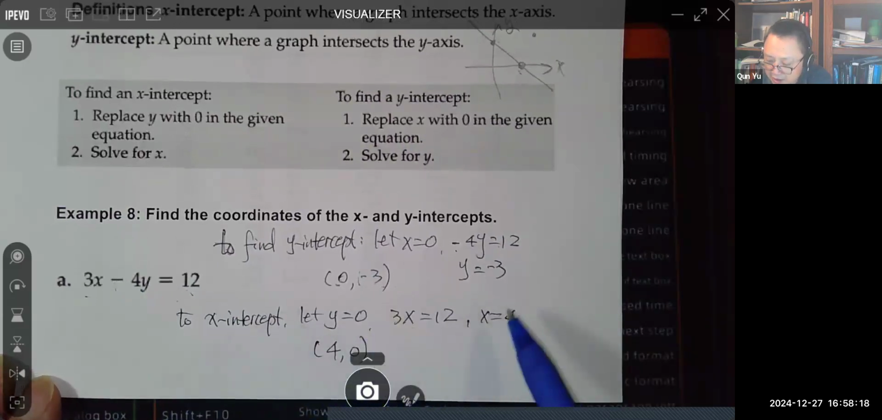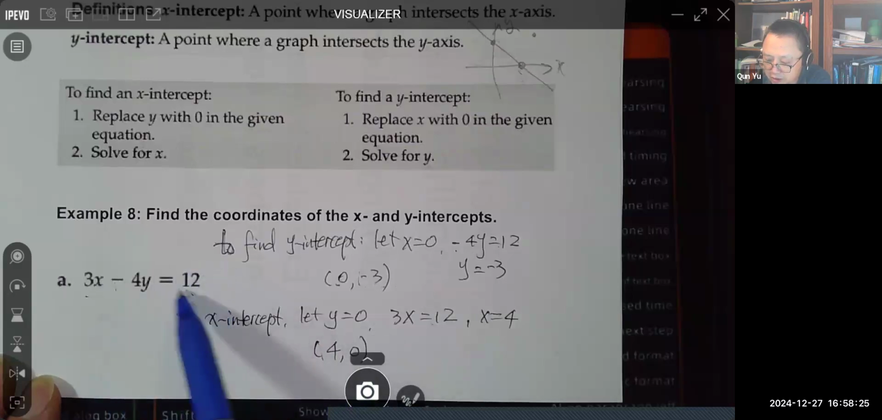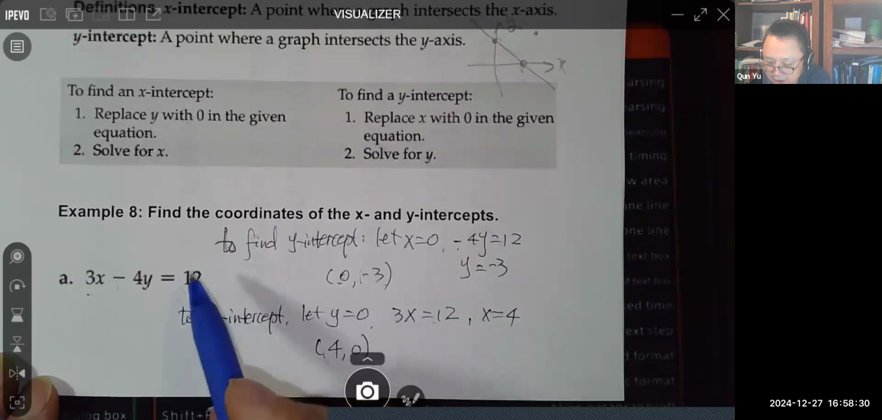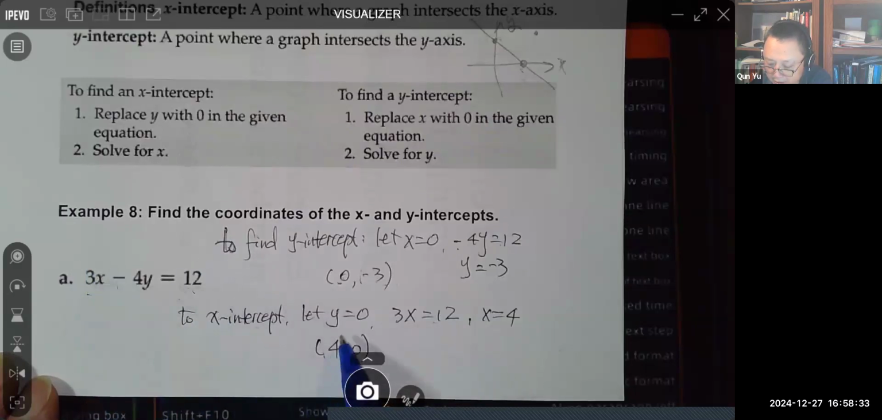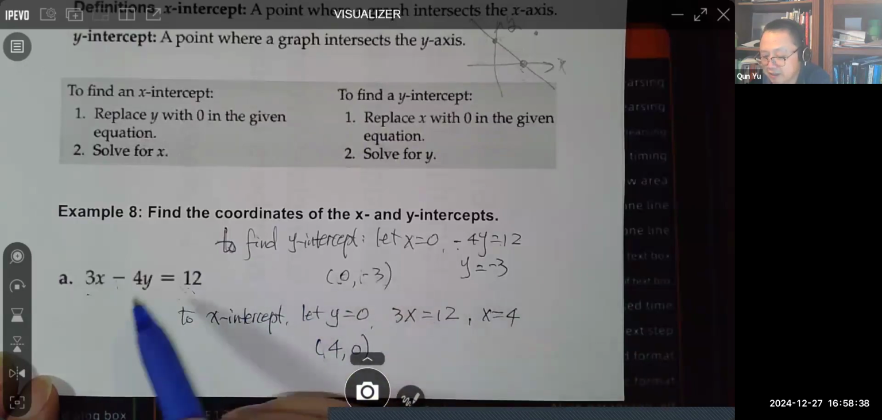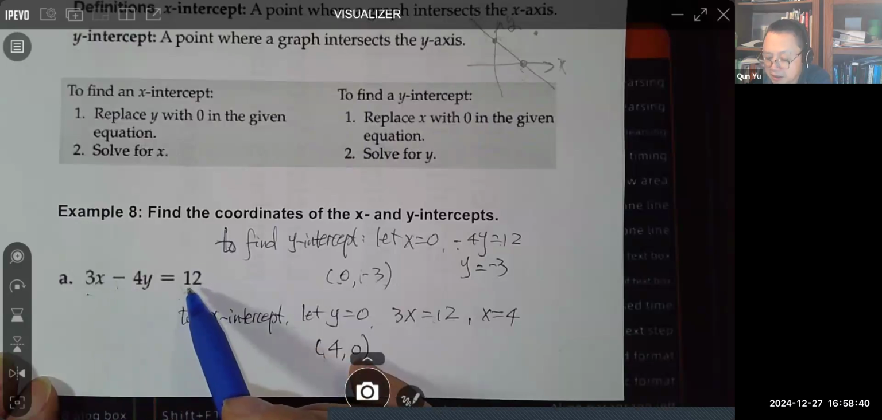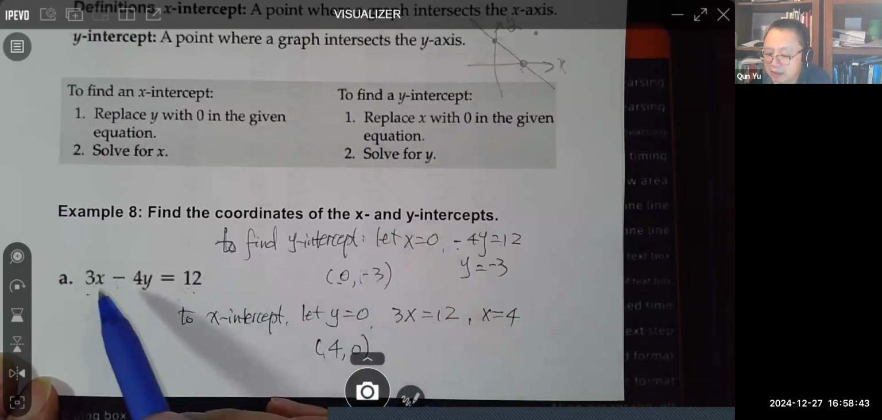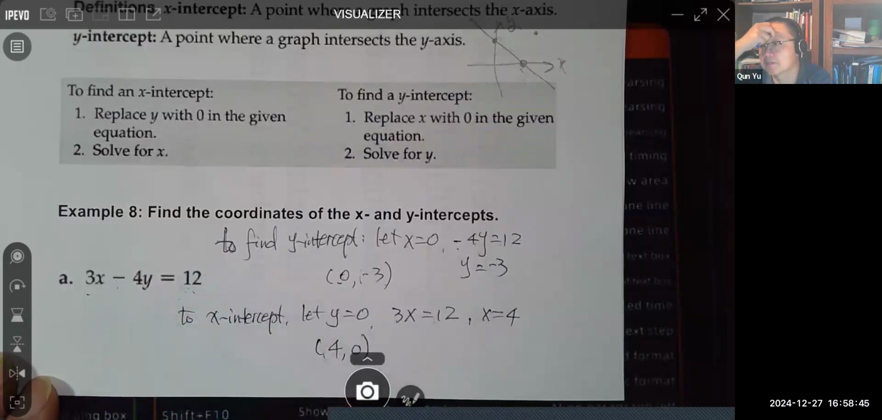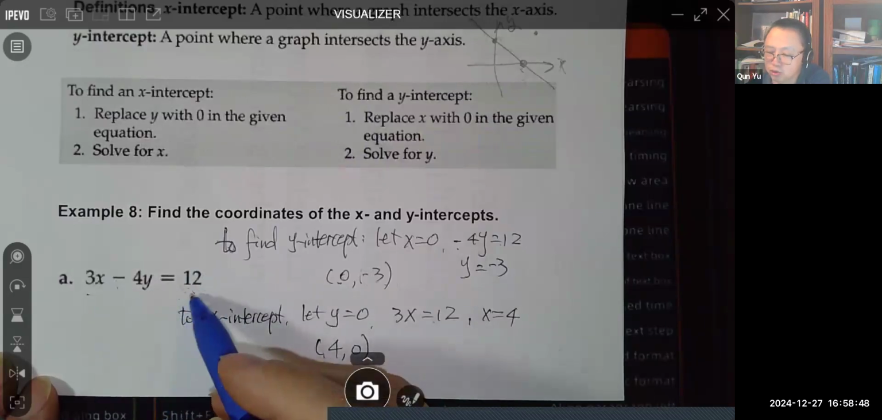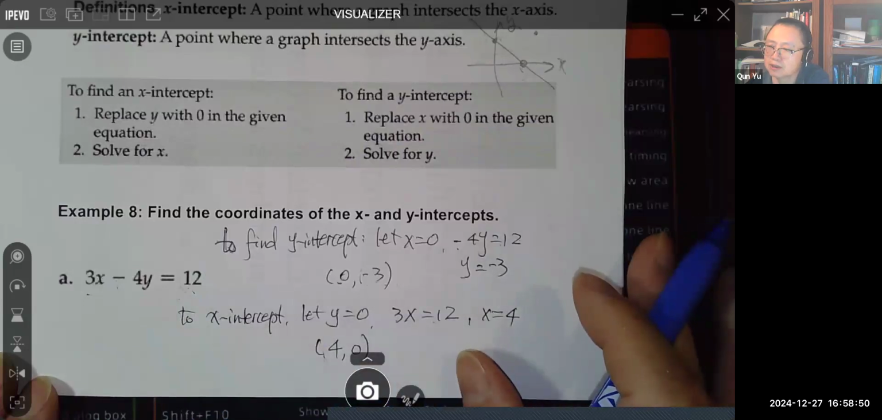Similarly, in the last step, we used 12 divided by 3 to get the x value for the x-intercept. Where is the 12? Where is the 3? So we just use the number on the right-hand side divided by the number in front of x to get the x-intercept value. Knowing that, if we have a similar problem, meaning x, y on one side and a number on the other side, similar structure, all you need is to do 2 simple divisions. So let's look at our next one.